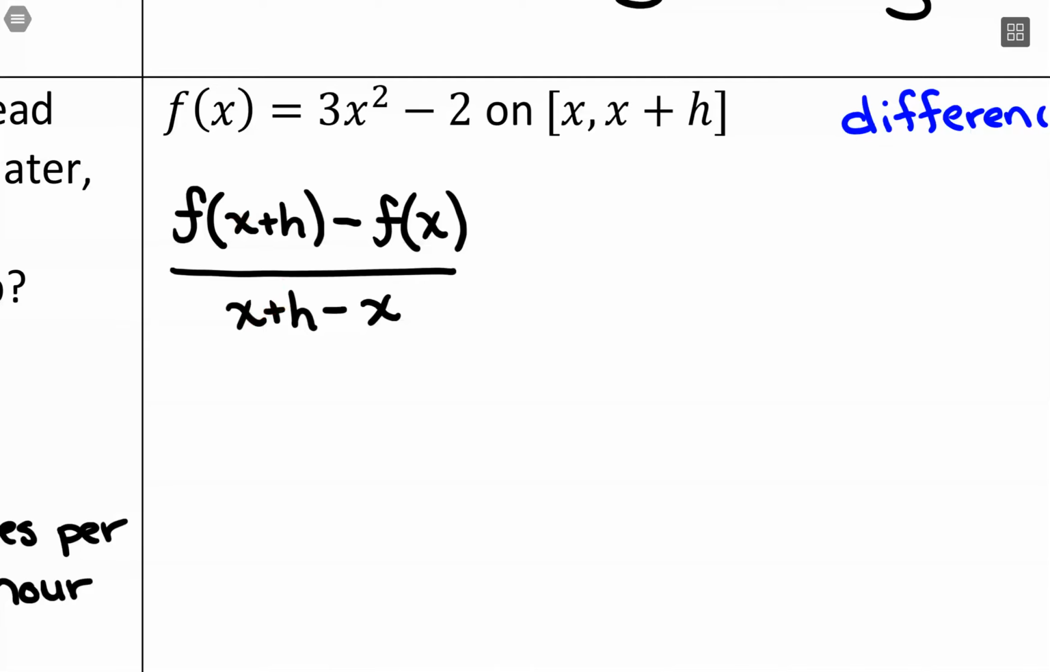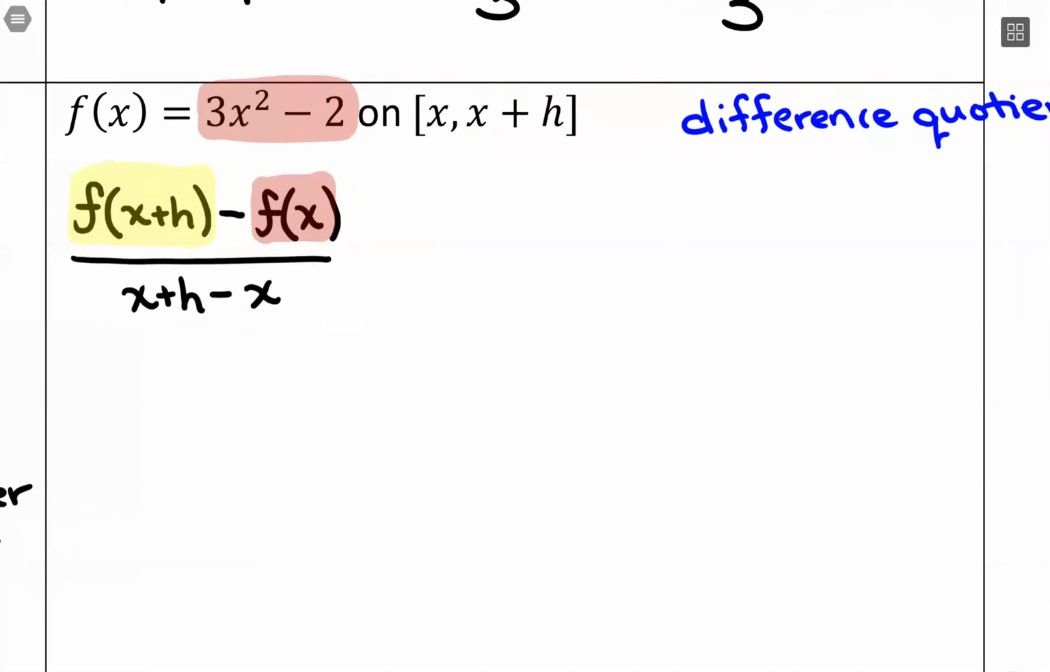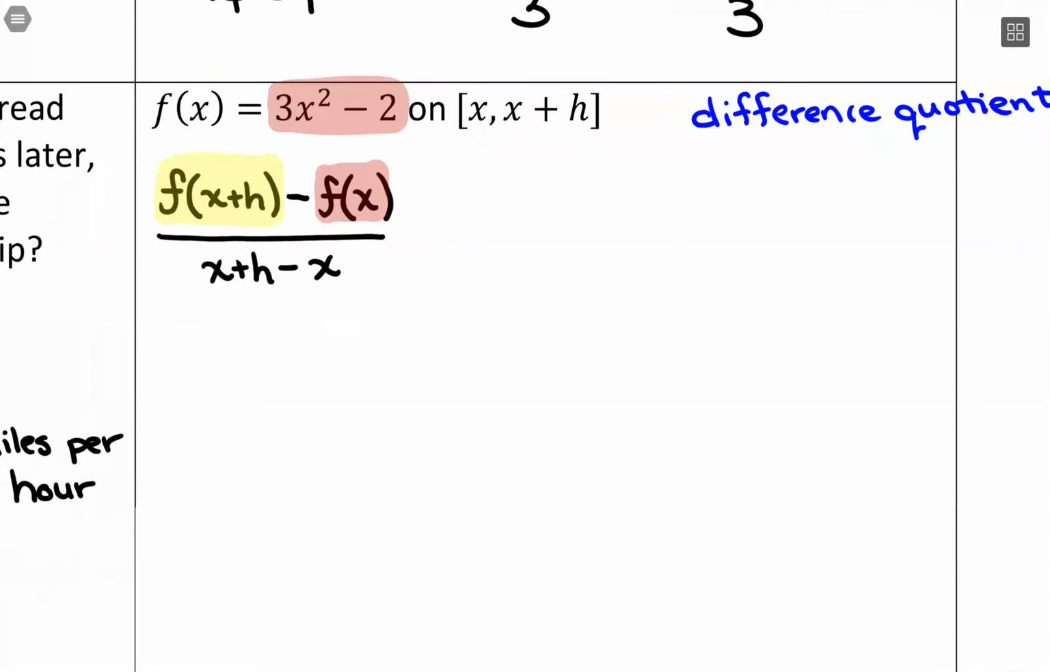Here's my input, and then if my input's x, what's the output? It's the input. We could already start plugging in for f of x, because we know that's equal to 3x squared minus 2. What we don't know is what f of x plus h is equal to, and that's where it's going to take some algebra on the side.